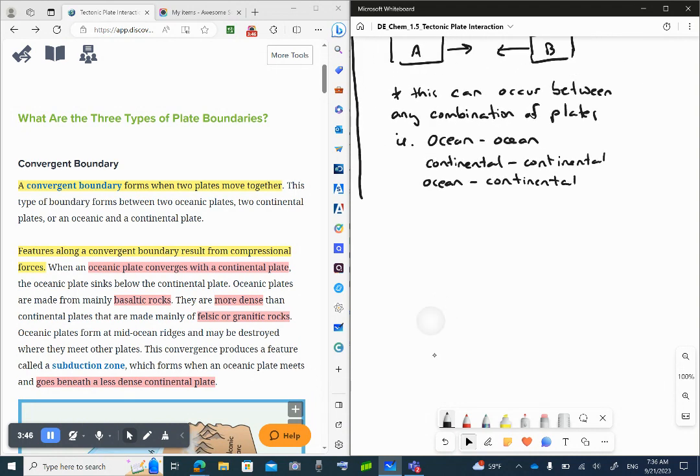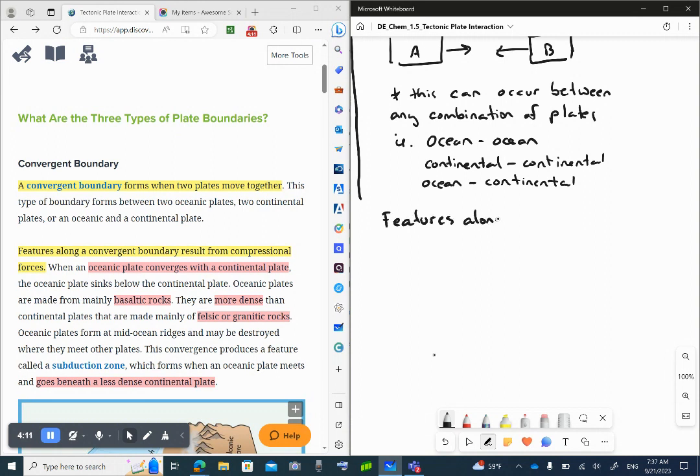Now, one of the things, as you take a look here, the second paragraph, it says that the features of convergent boundaries are a result of compressional forces. That should make sense. As 2 things collide, they're going to compress with each other. And so features along the border. And you might be thinking, what features could those be? Well, think mountain ranges, right? When you have 2 plates that collide, you can form mountains like the Himalayas in India. You can also have subduction if you have an ocean and a continental where the ocean is much denser. So features along the border are due to compressional forces.